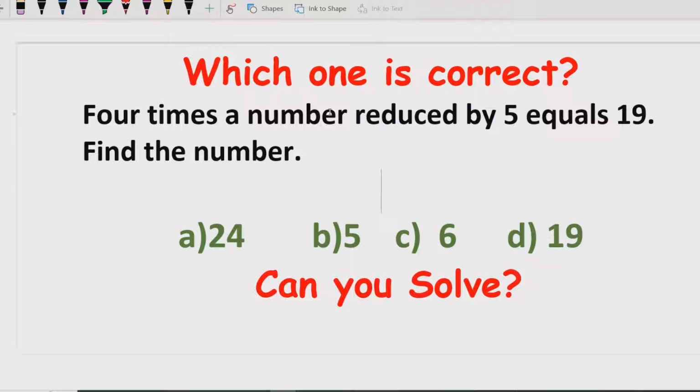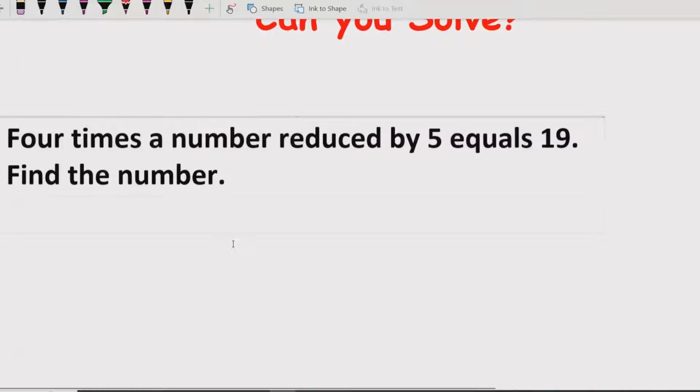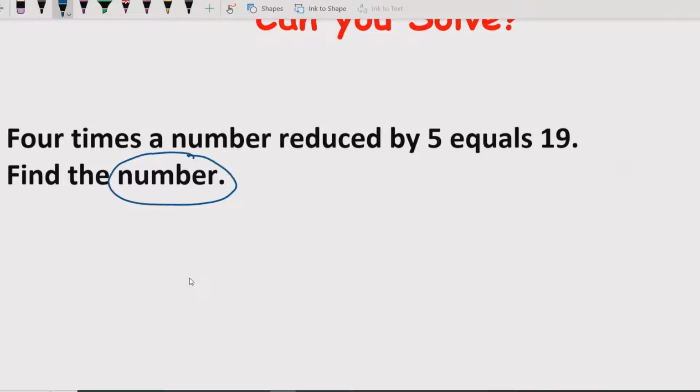Now let's start the topic. As you can see on the screen, we have a question which says find a number. It means that we have to find an unknown number. So the unknown number is what we have to find in this question, right?